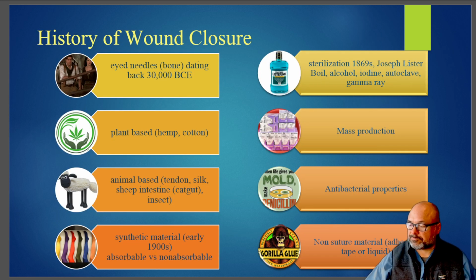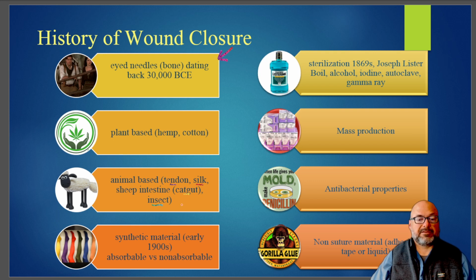Anytime we talk about medical topics, I think it's always enjoyable personally and professionally to talk a little bit about a historical perspective. So the very first needles made of bone, and this is a needle that has a small eyelet to pass some type of a suture material through. These first date back to 30,000 years ago. The progression was made to some plant-based material and animal-based, the animal-based being some of the earliest made from tendon or spider silk, eventually sheep intestine, catgut or gut, which we'll talk about later, as well as insect usage.